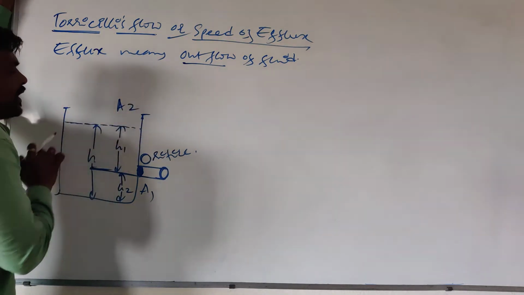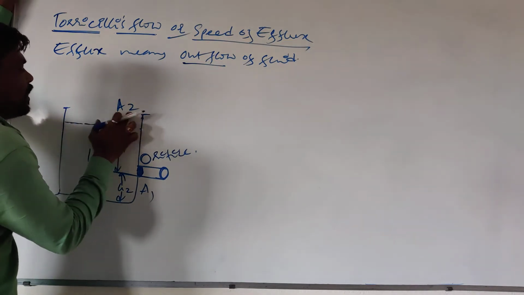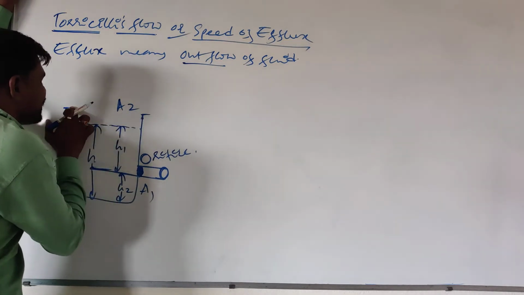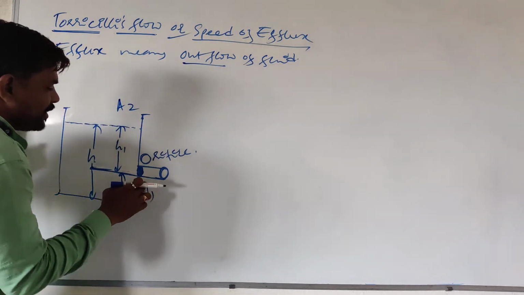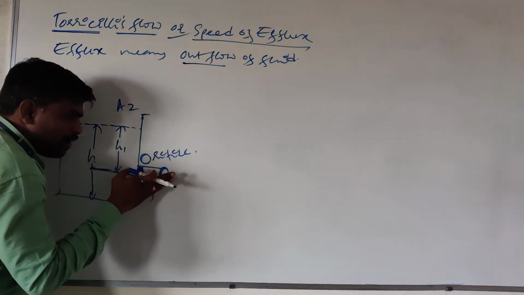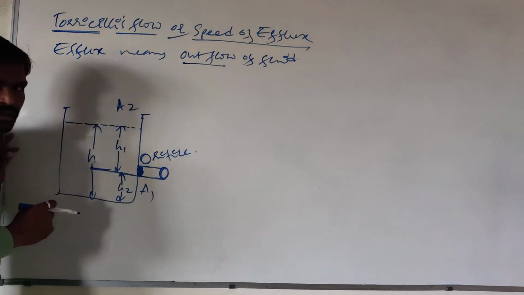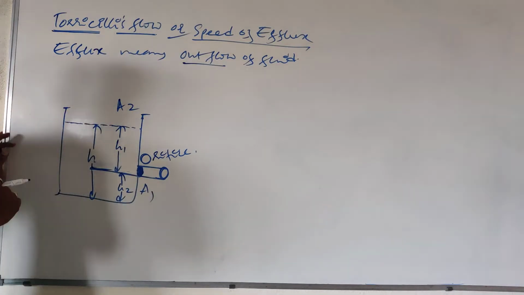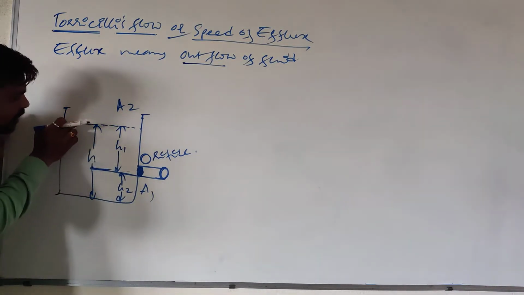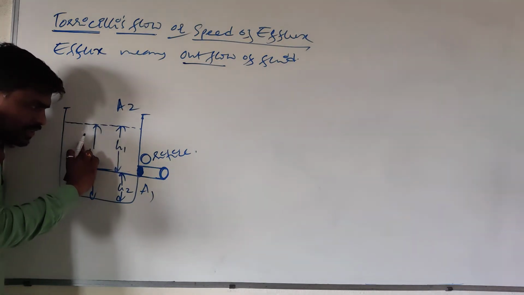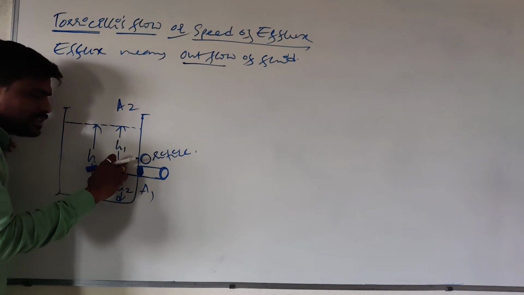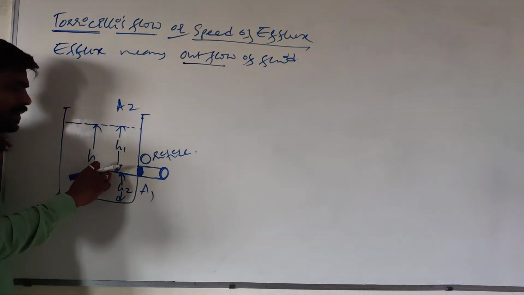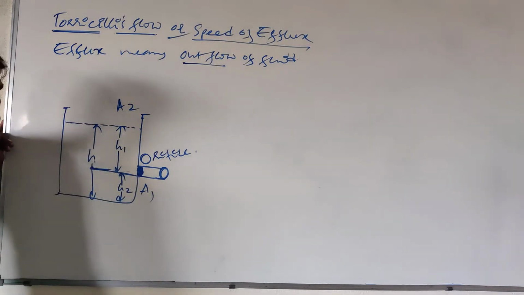See here what happens. In this area, the velocity is very less. So in this area, if it is going outside, the velocity is there. See, from the surface up to this much, the height is h. From orifice to this surface, the height is h1. From here to orifice is h2.